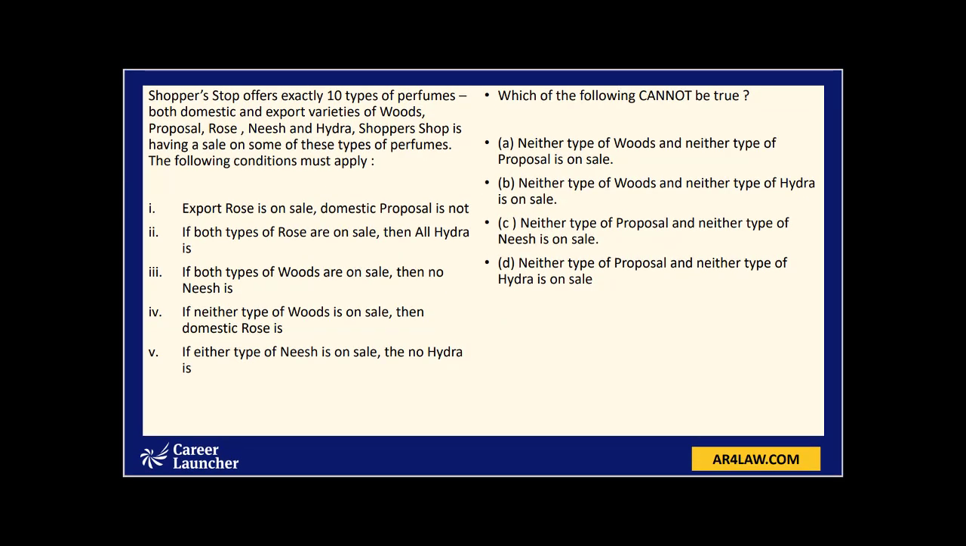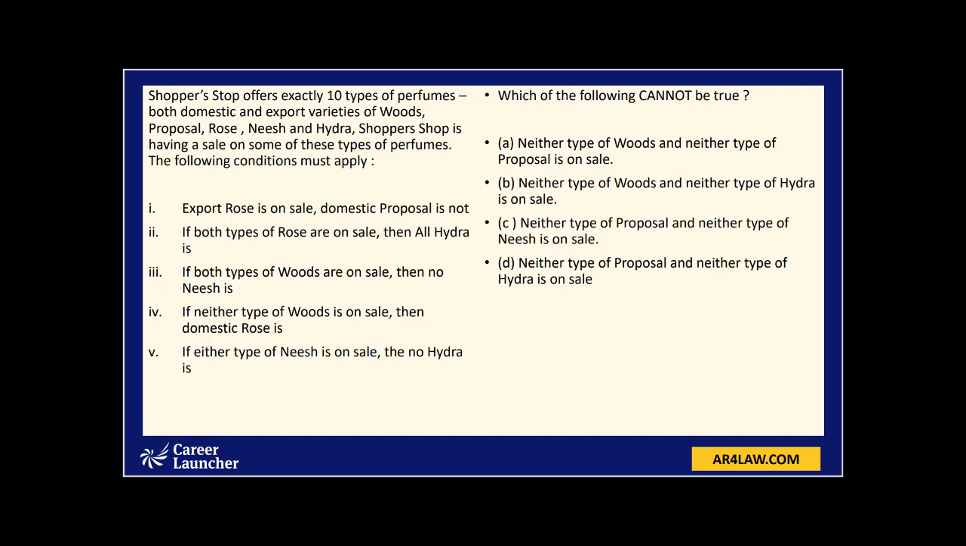Next question. Which of the following cannot be true? Now here, the first option talks about neither type of woods and neither type of proposal is on sale. As you can see, except for the first condition, nothing has been mentioned about proposal anywhere. Only thing that has been talked about proposal is that the domestic proposal is not on the sale. Nowhere we have spoken about proposal in the entire conditions. So we cannot talk about woods and proposal here.